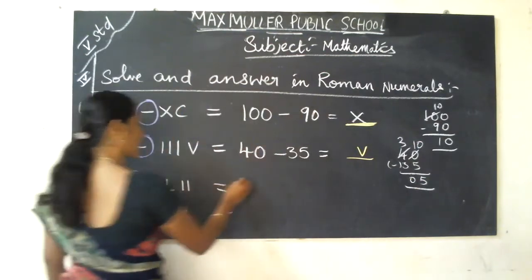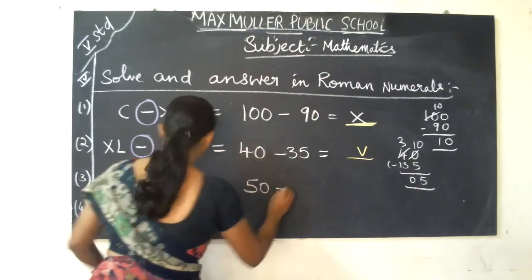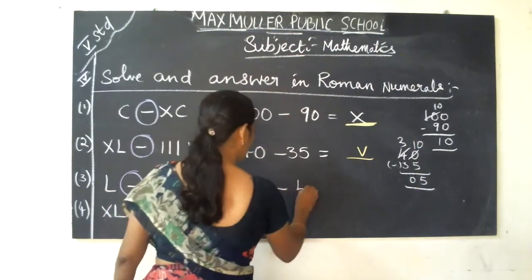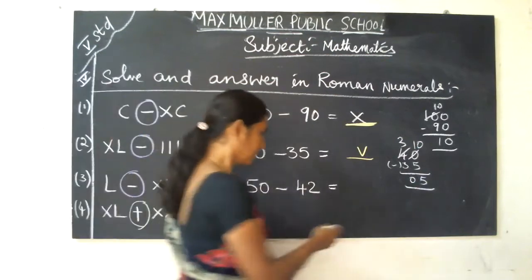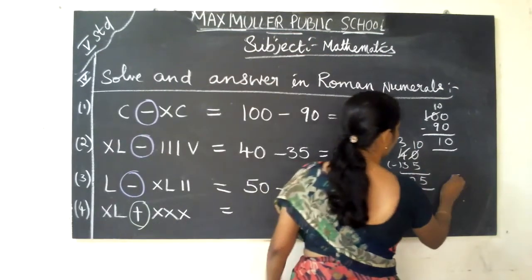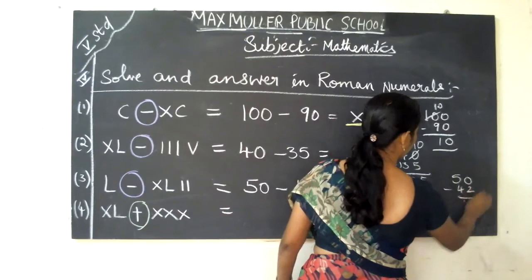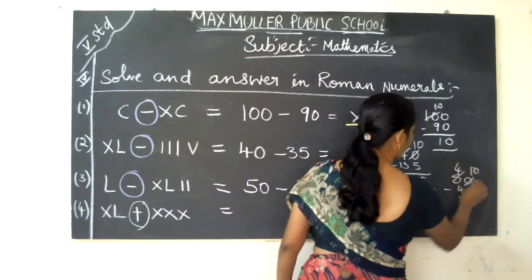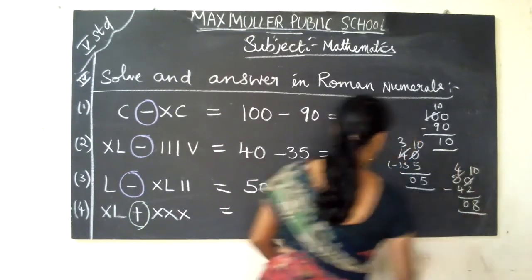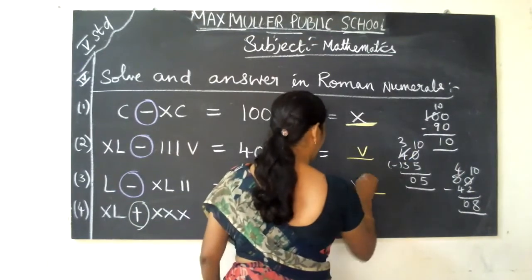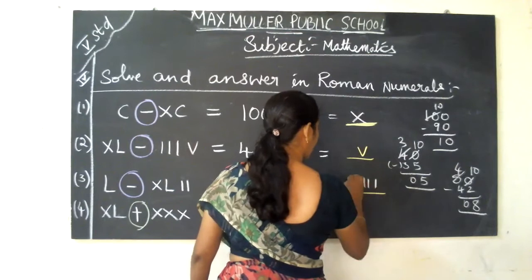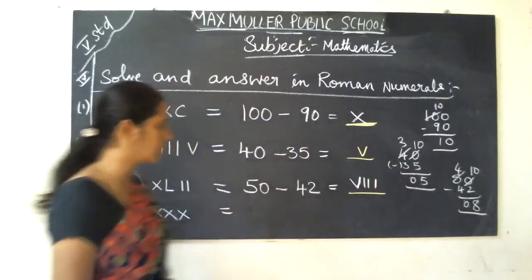L, what is the number of L? 50 minus XLII means 42. 50 minus 42. 10 minus 2 is 8. So 8 is the answer. Like this we have to write.